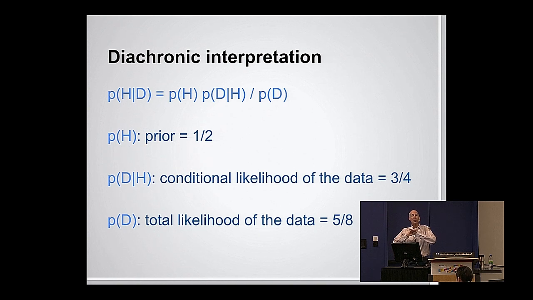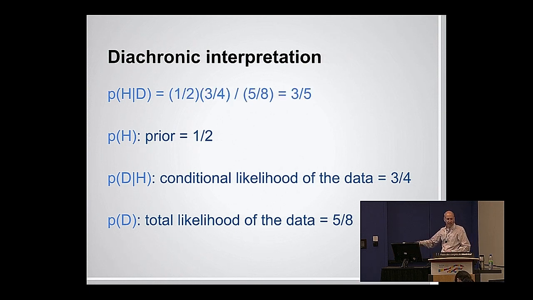At this point, you have figured out all the terms on the right-hand side, and the spirit of the good Reverend Thomas Bayes rises from the grave and comes and does the math for you. So plug everything in. The half times 3/4 divided by 5/8 works out to 3/5.